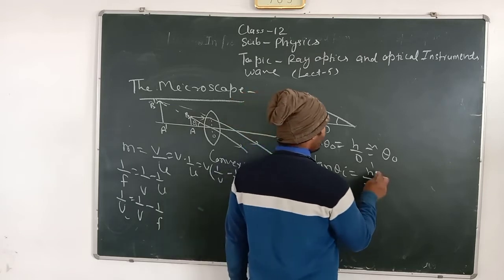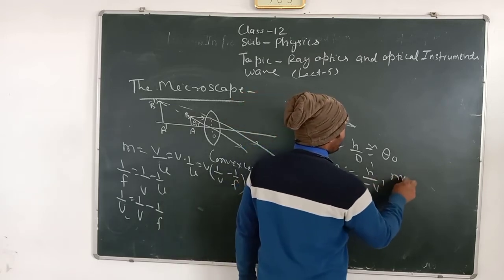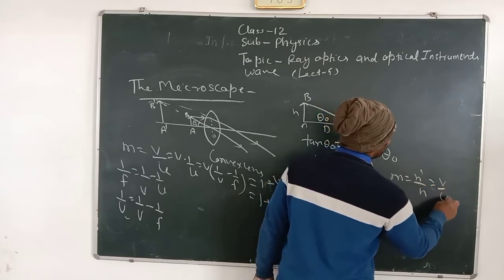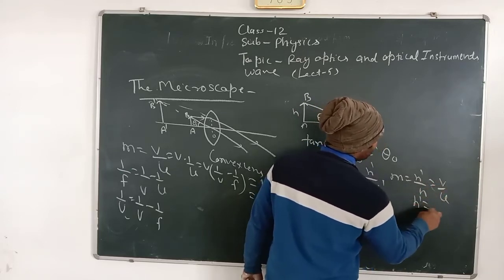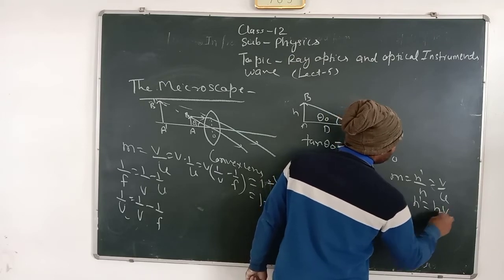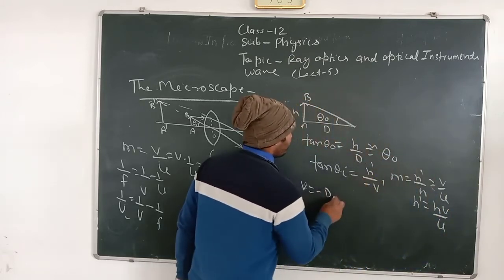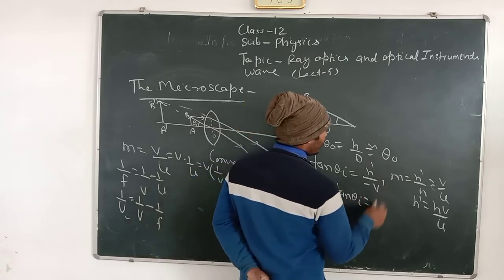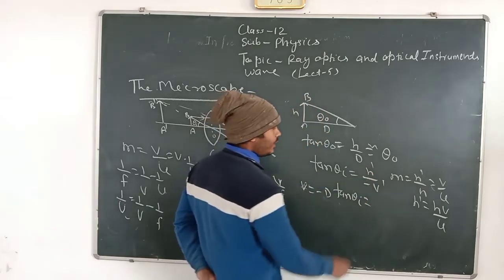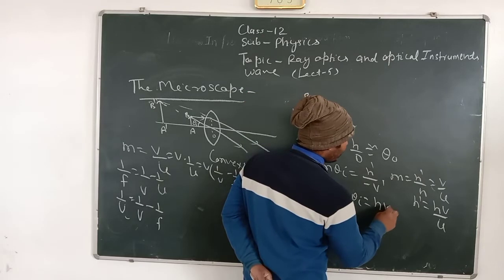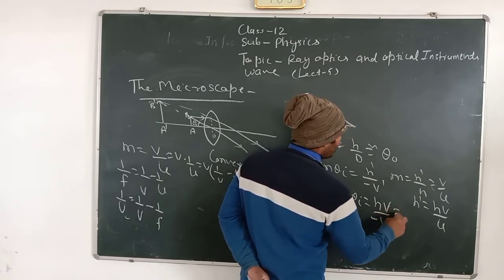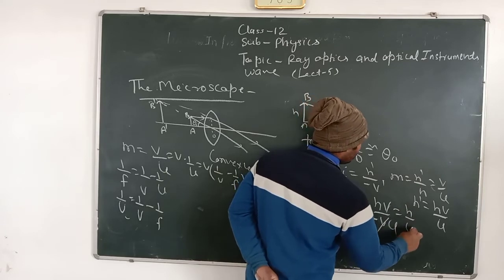Is it clear? We know that magnification m is equal to h dash upon h, and this will be equal to v upon u. So from here h dash will be equal to hv upon u. Keeping the value of h dash here, tan theta I becomes hv upon minus v into u. This will be cancelled out, finally we get h upon u.